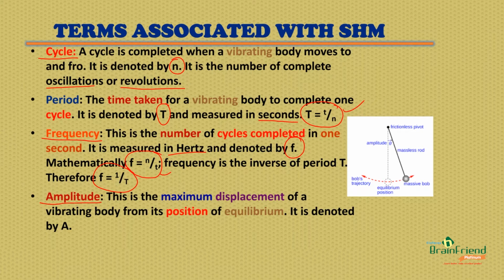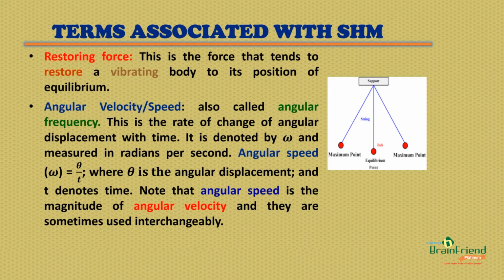The next is amplitude. The maximum displacement of a body performing simple harmonic motion from its equilibrium position is called amplitude, and it is denoted by the symbol capital letter A. Going on, we have restoring force. Restoring force is the force which tends to move a body undergoing simple harmonic motion back to its equilibrium position.